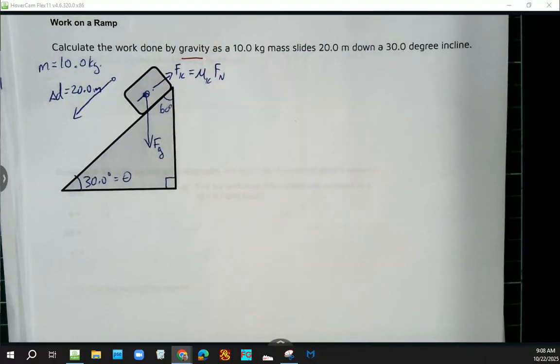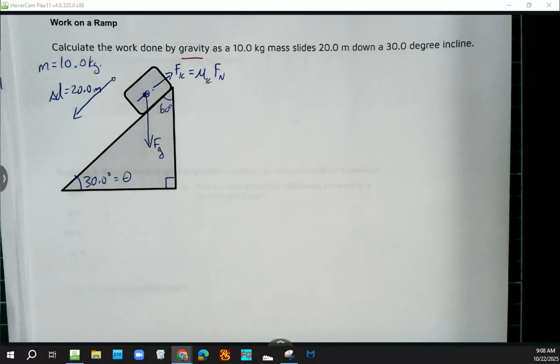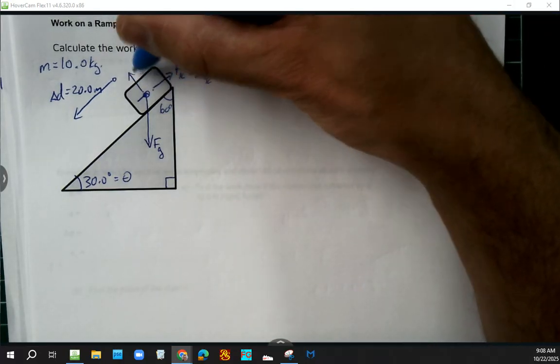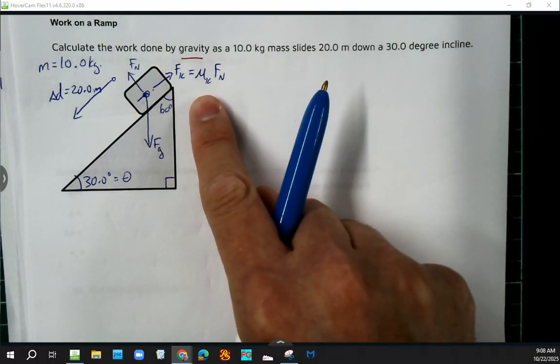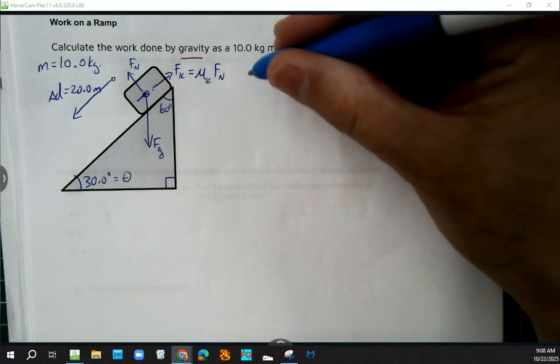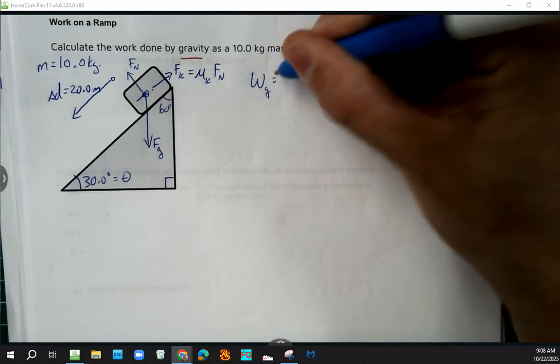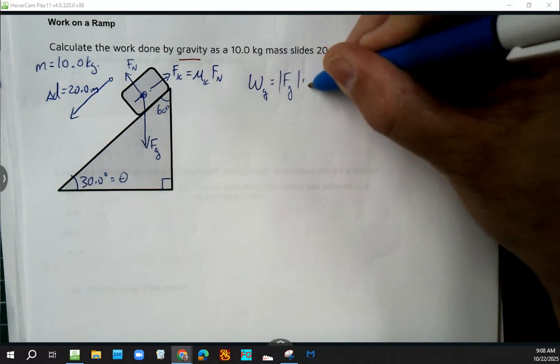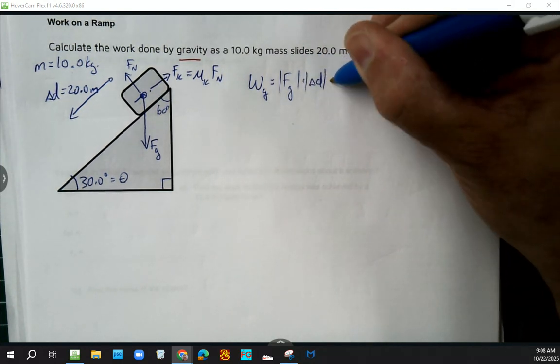So we can't just totally chuck out the idea of our dynamics information because we'd need to use dynamics to figure out what the F normal is if I was going to have to figure out what the work done by friction is, right? So we're not forgetting what we've learned before. We're carrying everything forward. But if all we wanted to do is figure out what the work done by gravity is, work done by gravity would be force of gravity times displacement times cosine theta.